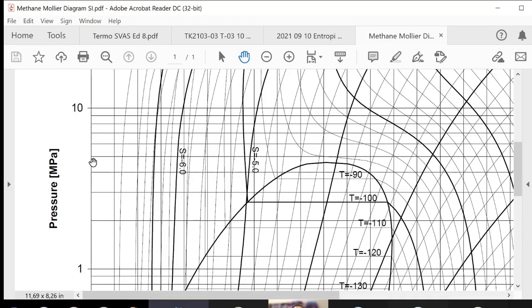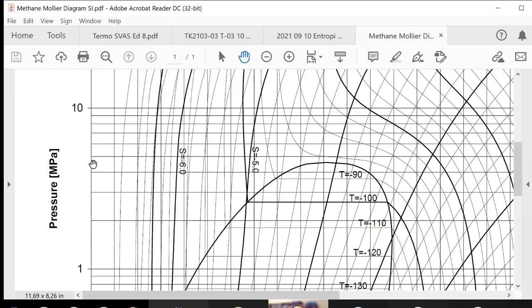Is it anywhere close to 7? No. Why is it no? Because 1, 2, 3, 4. This is 2. This is 3, right? This is 4. This is 5. So it is in between 4 and 5. Is it right? This pressure is in between 4 and 5.